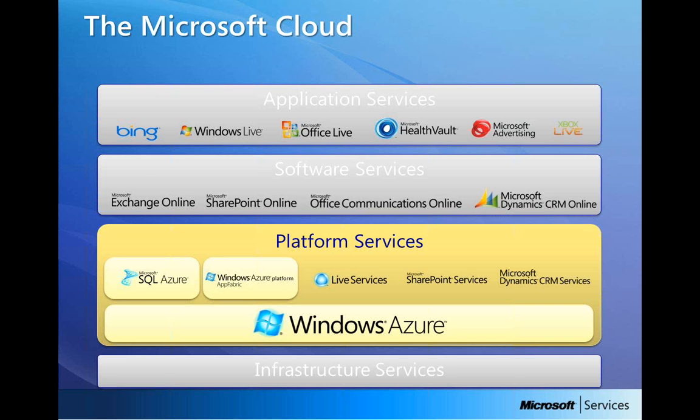These are some of the software as a service offerings provided by Microsoft, like Exchange Online, SharePoint Online, which is another software as a service, Office Communications Online, and Dynamics CRM Online. And on top of it are application services. You can call them applications. You can directly use them.